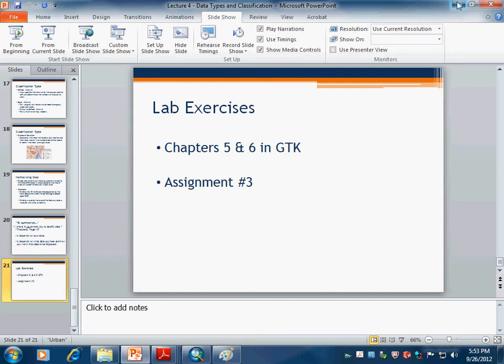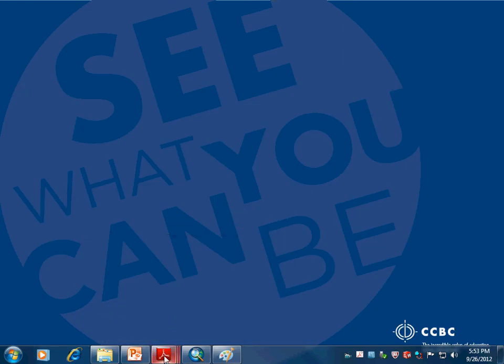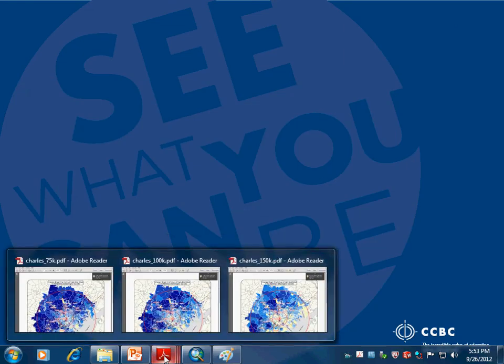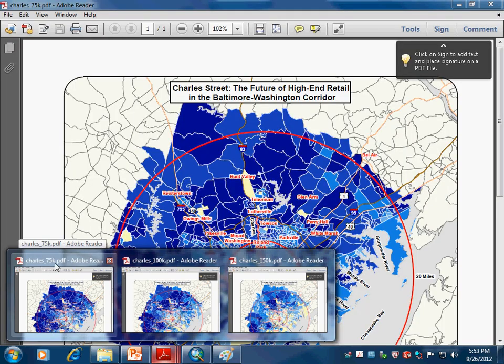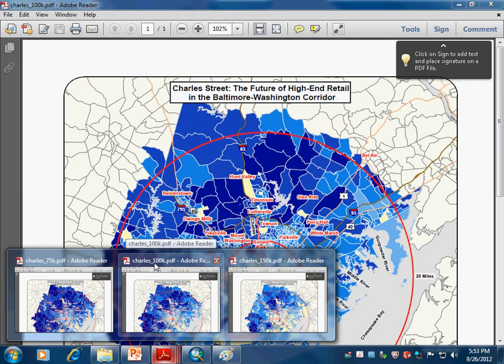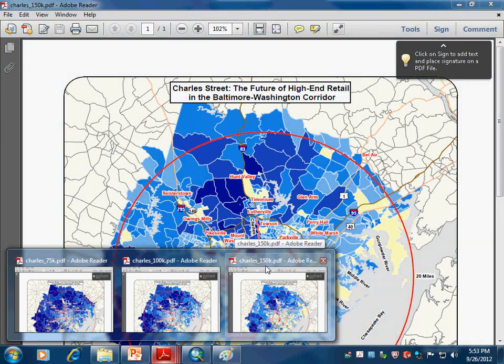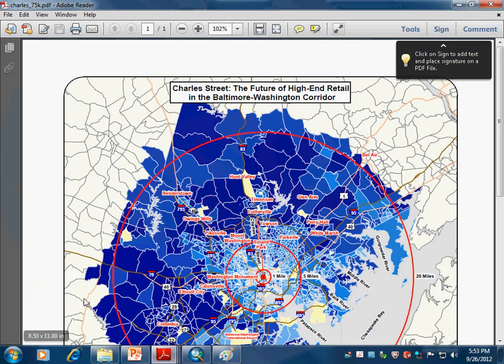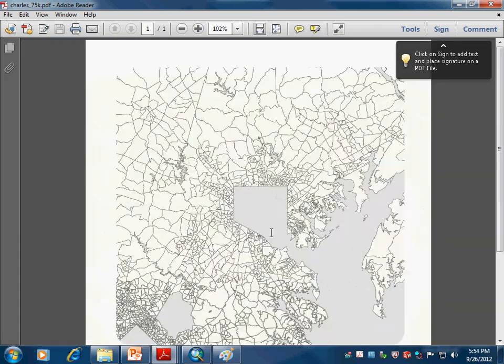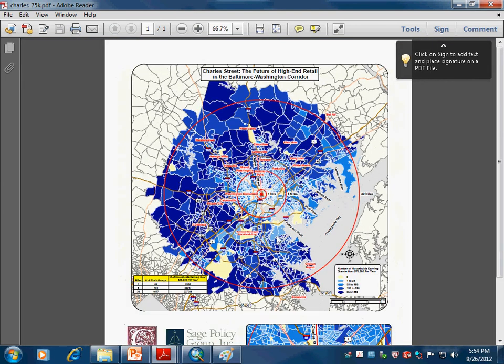So I'm going to jump out of here really quick, and I'm going to go to this set of 3 maps. These are all choropleth maps that I've personally worked on in the past, and you'll notice that one of them is called Charles 75K, one is called Charles 100K, and one is called Charles 150K. So I'm just going to open up the 75K map. I'm going to zoom out on this just a little bit so you guys can get an idea of what we're looking at.